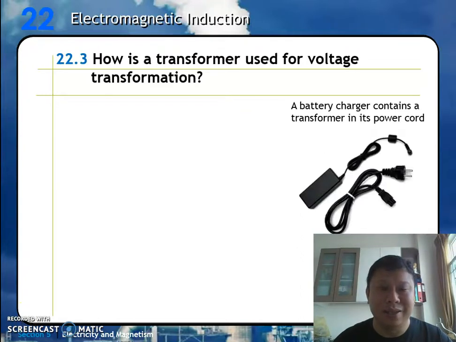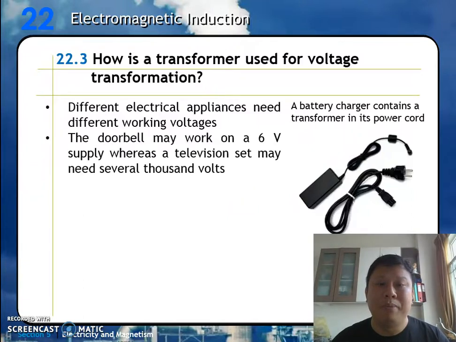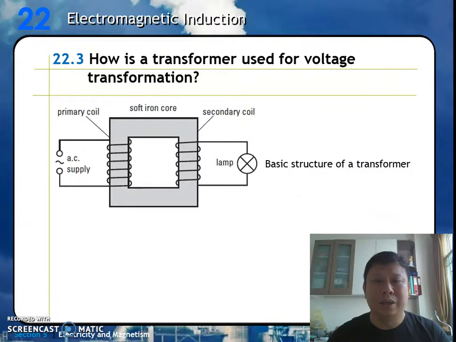Transformers come in different sizes and different types. One of the usual types that you will see is the battery charger for your laptop as shown in the picture over here. This battery charger contains a transformer in its power cord. And different electrical appliances need different working voltages. The doorbell may work on a 6-volt supply, whereas a television may need several thousand volts. Transformers are used to step down or step up the mains supply of 240 volts to the specific voltage required by the appliance.